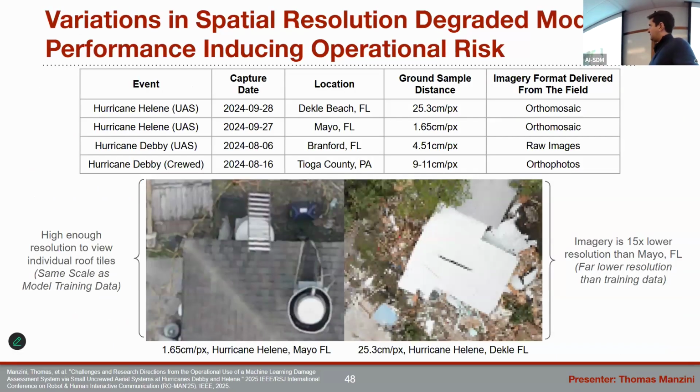The other thing that we saw is that the variations in spatial resolution also degraded model performance. I don't have hard statistics for this because we haven't labeled this imagery yet to actually get us what we would consider as ground truth. But the thing I want to call out is the ground sample distance column in this table up here. So this is what was transmitted to us. So Hurricane Helene, Beagle Beach, 25 centimeters per pixel. This is a drone orthomosaic.